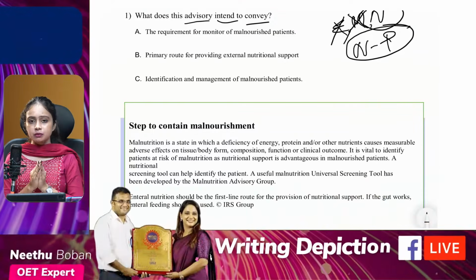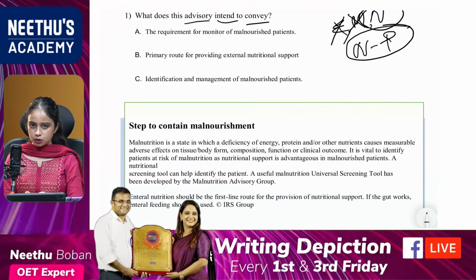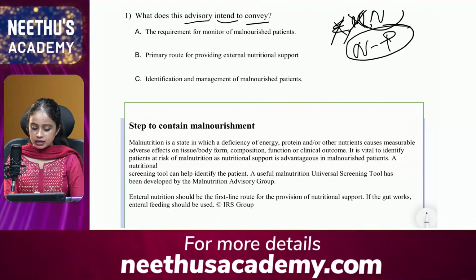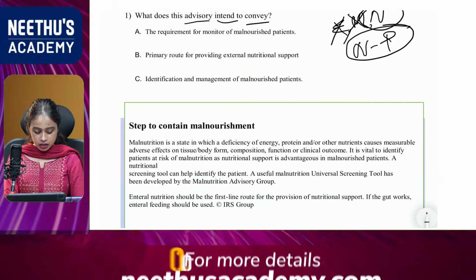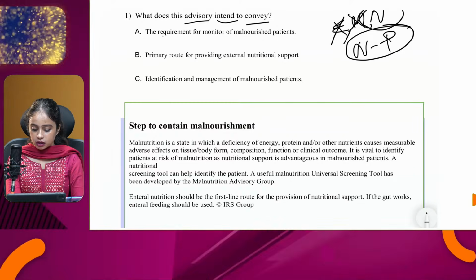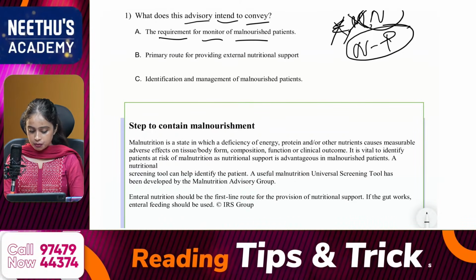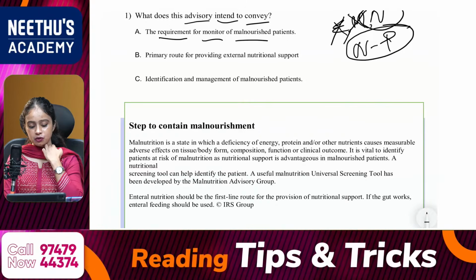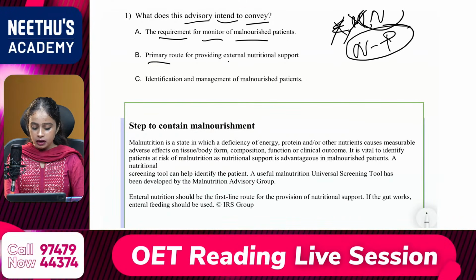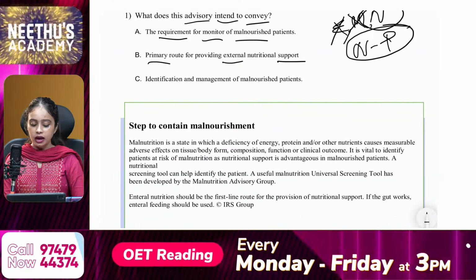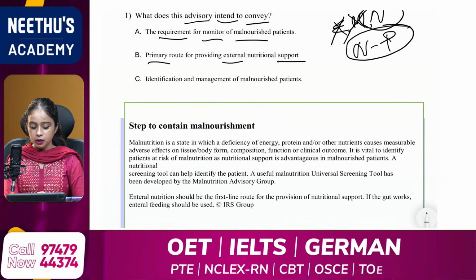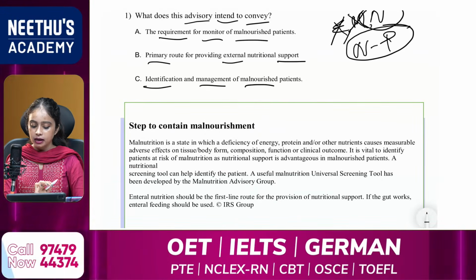First of all, I'm just reading the question, then I'll read the options, then I'll go to the paragraph. What does this advisory intend to convey? My keywords: advisory, intend, convey. Option A, the requirement for monitoring of malnourished patients. My keywords: requirement, monitor, malnourished. Option B, primary route for providing external nutritional support. The keywords: primary, external, support. And option C, identification and management of malnourished patients. My keywords: identification, management, and malnourished.